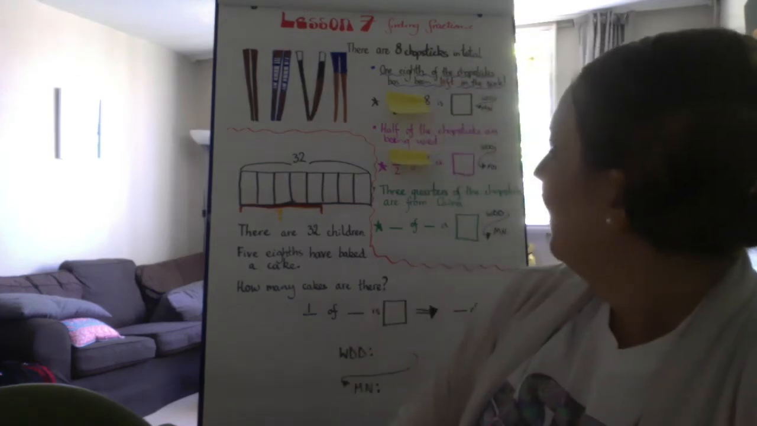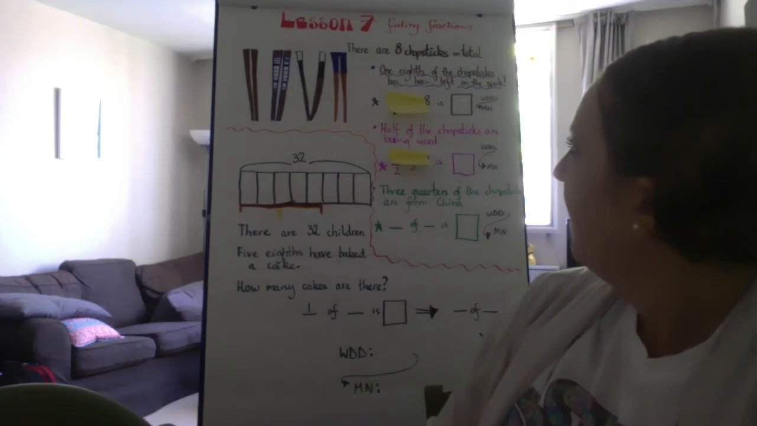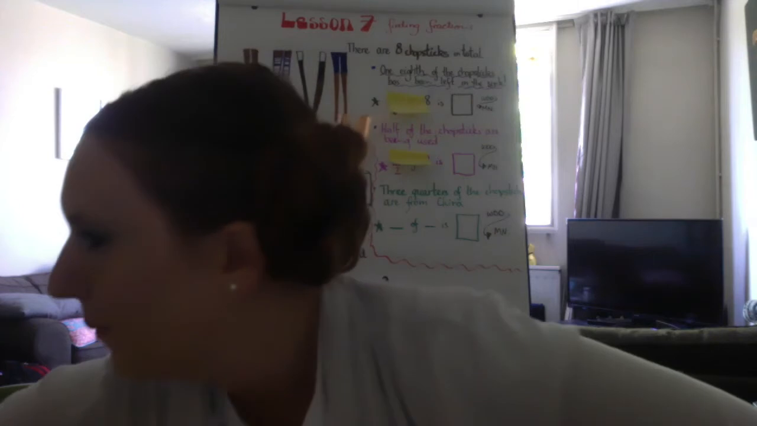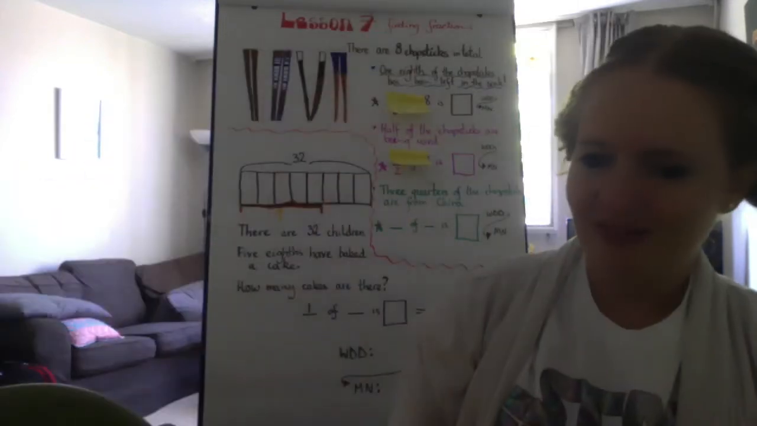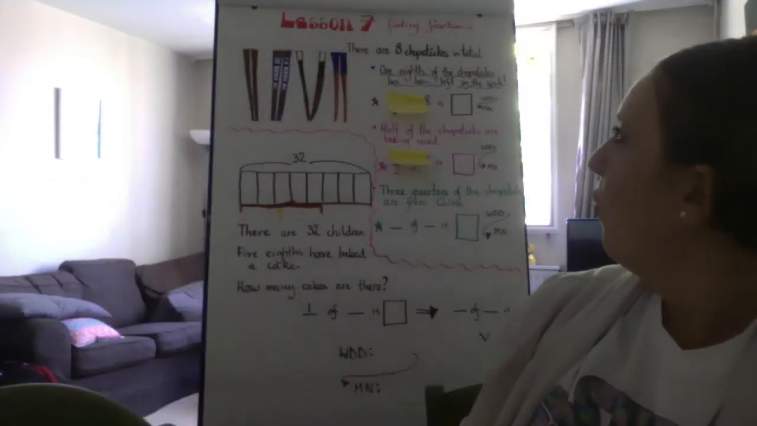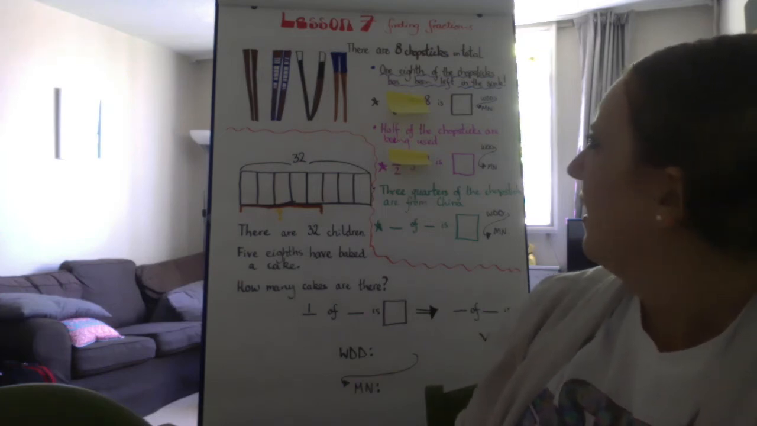First of all, let's read our problem together. There are 8 chopsticks in total. Here we are, 8 chopsticks. 1/8 of the chopsticks has been left in the sink.